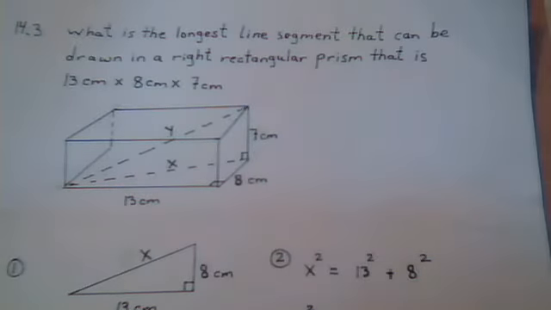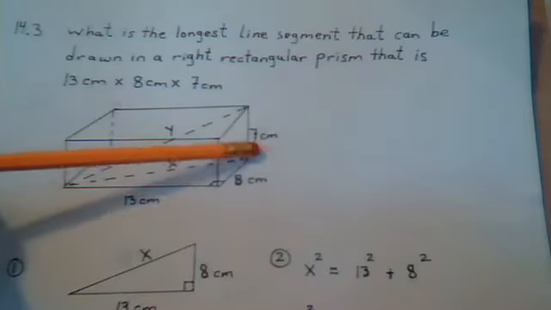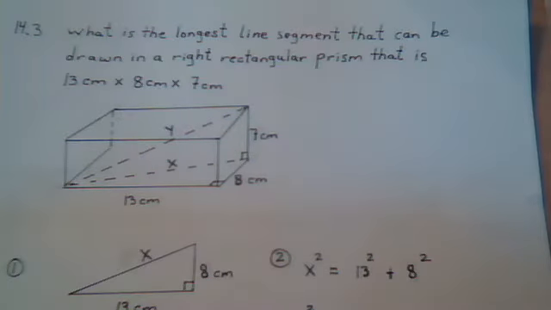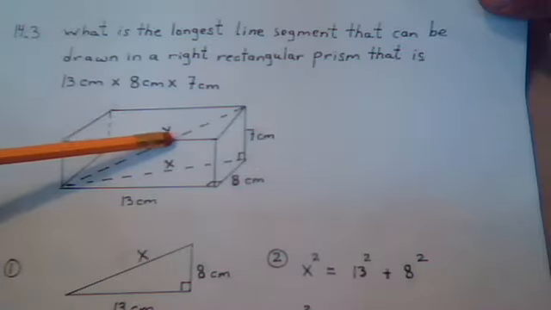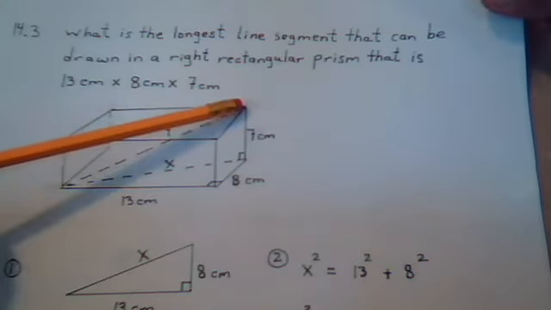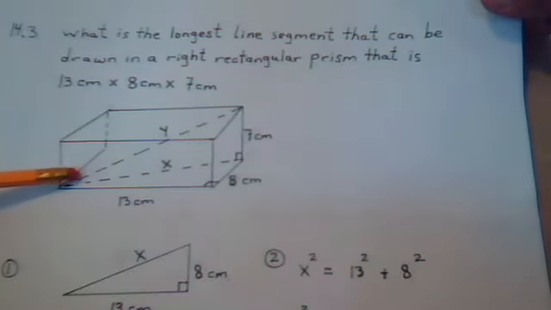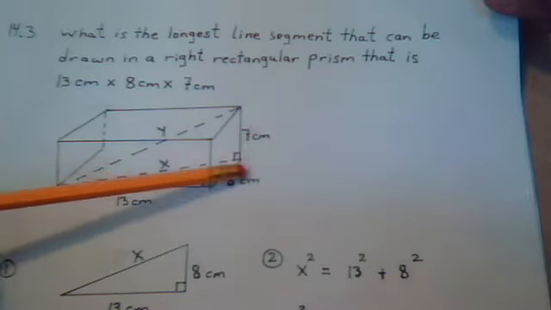What is the longest line segment that can be drawn in a right rectangular prism that is 13 centimeters by 8 centimeters by 7 centimeters? This one right here would be the longest line segment you could draw. So once you see this longest segment you could draw, you notice that that could be the side of a right triangle.